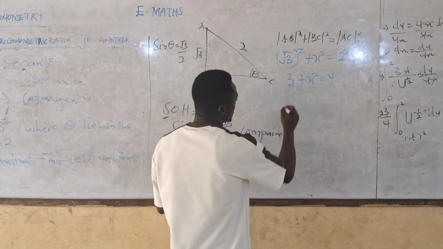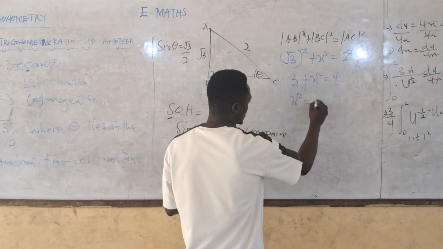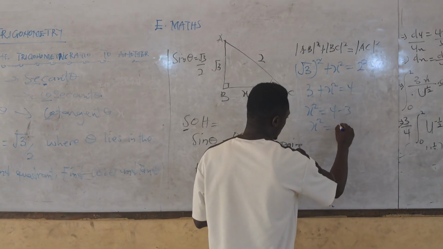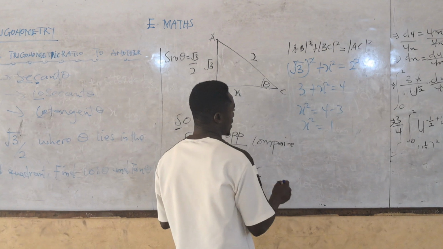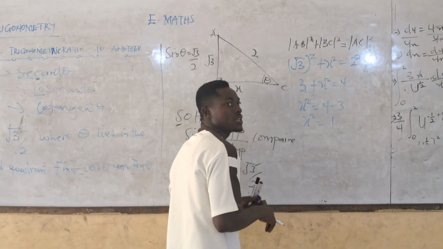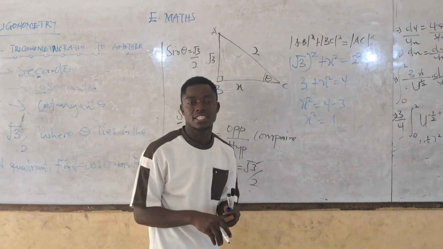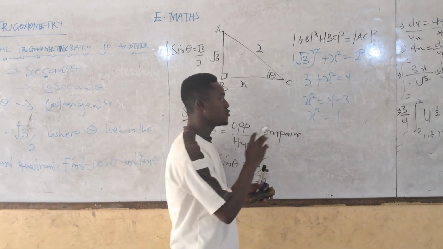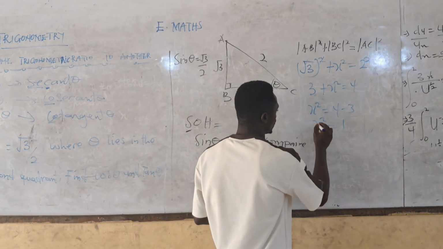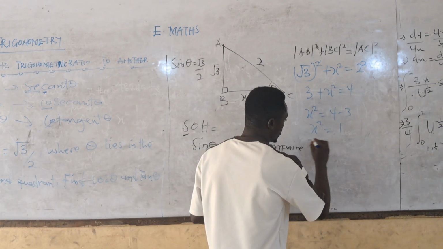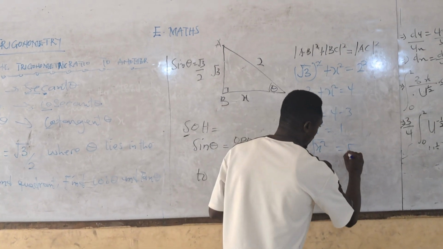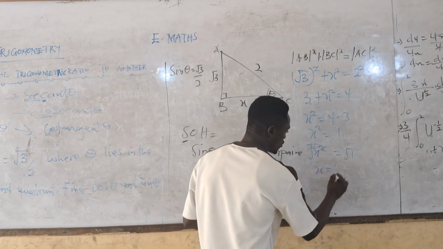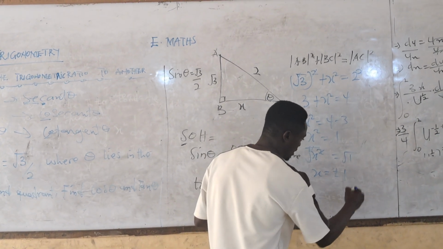So what to do is to make x squared the subject, equal to 4 minus 3. Therefore, x squared equals 1. Therefore, we want x, not x squared. So what we want to do is take roots to both sides. So root of x squared equals root of 1. Therefore, these two cancel, and we have x is equal to plus or minus 1.